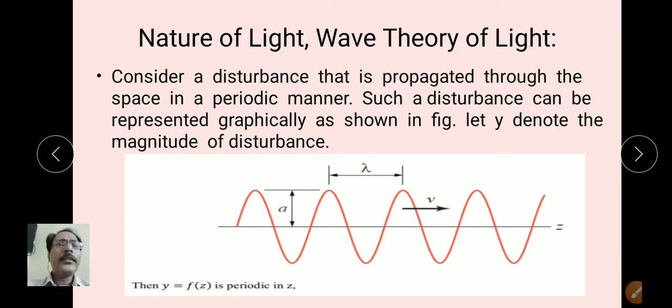Consider a disturbance that propagates through space in a periodic manner. Such a disturbance can be represented graphically as shown in the figure, where y denotes the magnitude of the disturbance. You can see this graph. It is sinusoidal in form. So light is also in wave form. If you consider the wave theory of light, it is also in wave form.